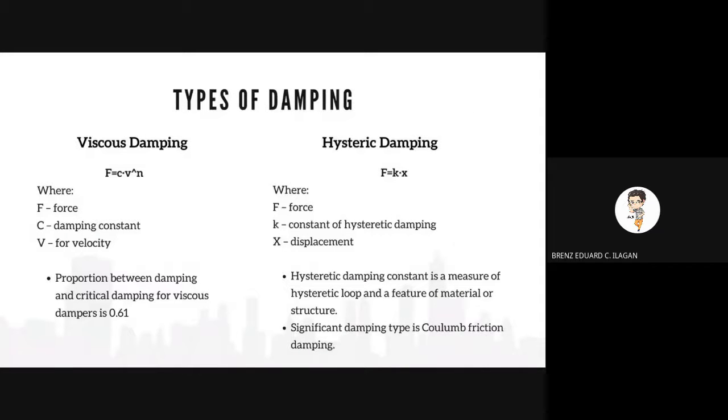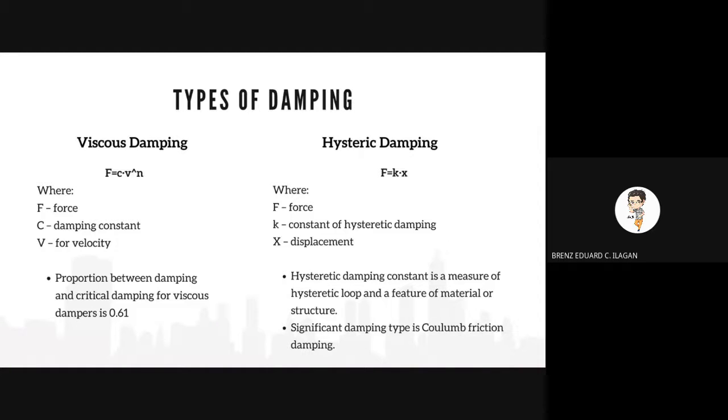Viscous damping. For viscous damping, we have a force-velocity relation in an equation of F equals C times V raised to n, where F is force, C is damping constant, and V is velocity. Proportion between damping and critical damping for viscous dampers is 0.61.